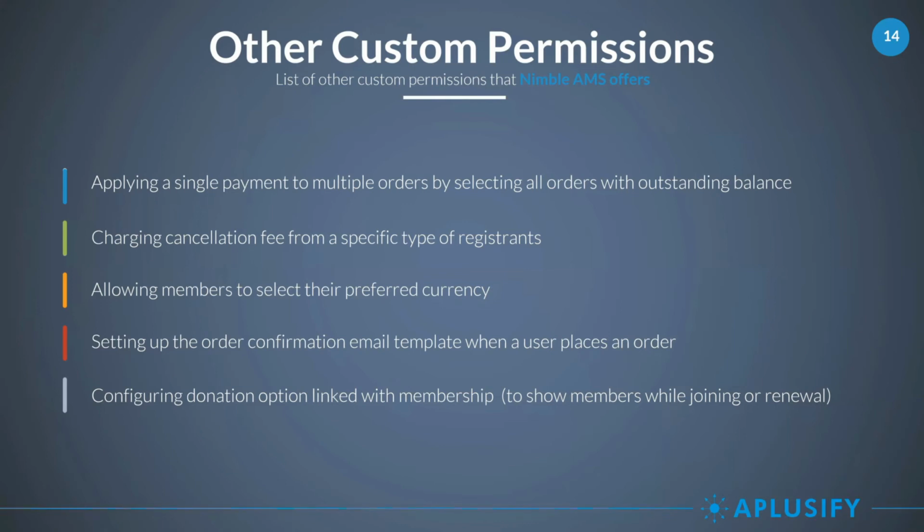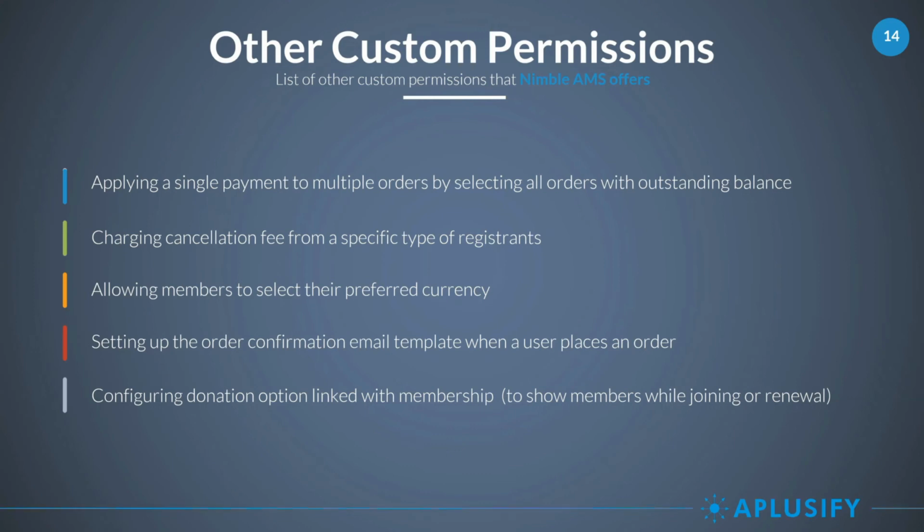Then there is a custom permission which helps you in charging a cancellation fee from a specific type of registrants. So you may differentiate your registrants. You may say that for set A of my registrants, or for my members, I will not charge any cancellation fee if they cancel. But for some new members or for these types of registrations, I want to charge a cancellation fee. This is not provided as an out-of-the-box feature from Nimble AMS. You have to request Nimble to set this permission, and then you can assign it to a specific user.